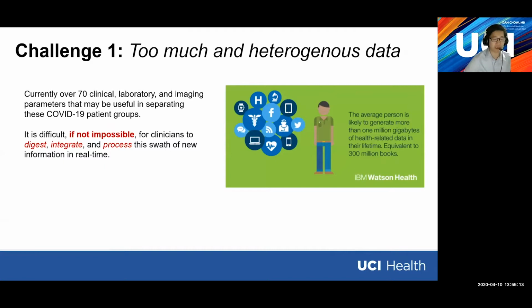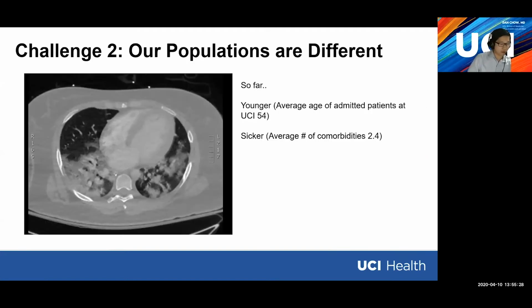So immediately we recognize that challenge one is that there's just too much and very heterogeneous data. It's difficult, if not impossible, for clinicians to digest and integrate all of this data, and that goes with what we know about big data for healthcare. The other challenge we're already recognizing is that our populations are very different. If you look at the average age of admitted COVID patients, they already tend to be younger. This is an example of one patient who's 30 years old, and you can see that she has pretty bad disease. We also tend to be sicker, and we have a much more obese population. So already our populations are different.